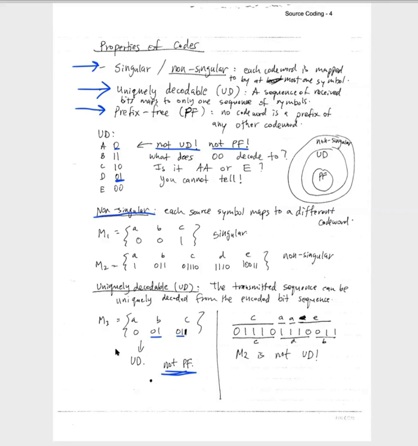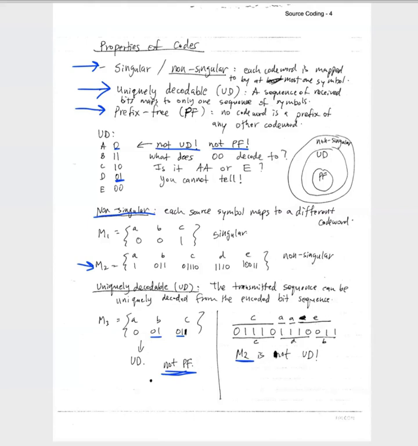So this code M3 is uniquely decodable, but because it's not prefix free, I can't decode as soon as I find a code word. What you'll find with the prefix free code is that as soon as you find a code word, you can decode. The code M2, which is shown here, is not uniquely decodable. Even though it looks like a nice code, it's not uniquely decodable, and here's the example.